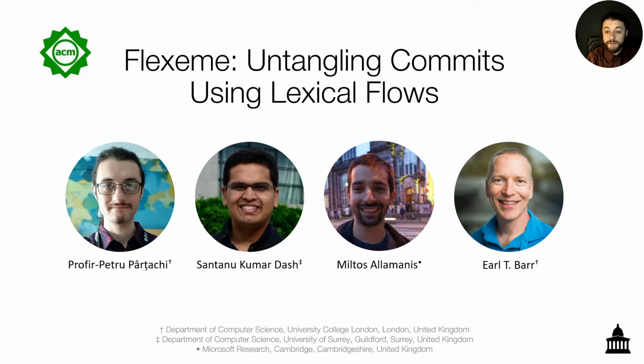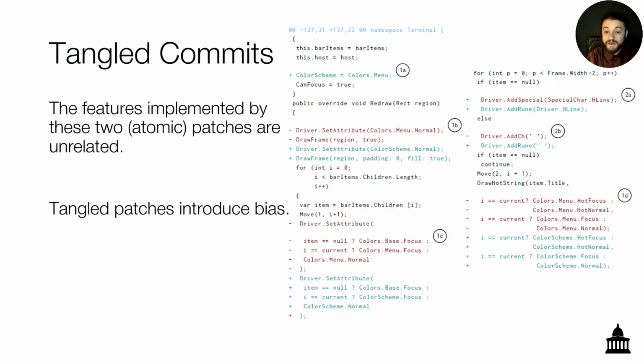Flexeme is a tool to separate tangled commits into their constituent atomic patches and is built on top of a multiversion nameflow graph. But what's a tangled commit? Well, a tangled commit intertwines patches that solve unrelated concerns. Here, the developer changes how color schemes are handled, as well as how characters are rendered in a terminal emulation program. Ideally, the hunks labeled 1 and 2 respectively should be committed separately.